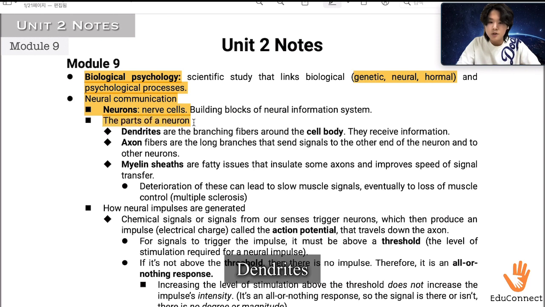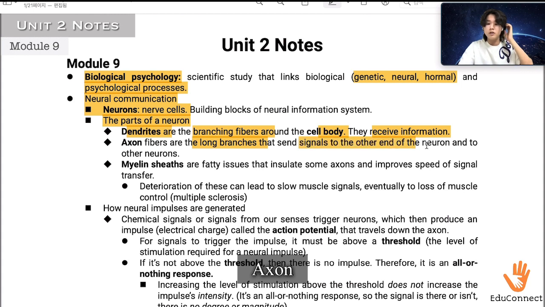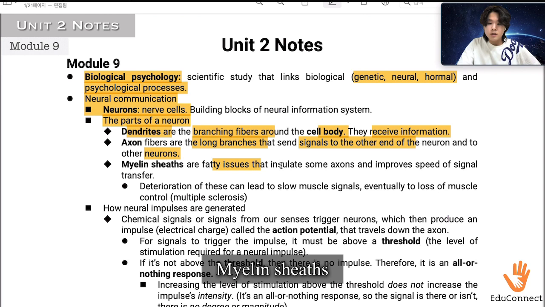The parts of a neuron include dendrites, which are the branching fibers around the cell body. They receive information. Axon fibers are the long branches that send signals to the other end of the neuron and to other neurons. And myelin sheaths are fatty tissues that insulate some axons and improve the speed of signal transfer.